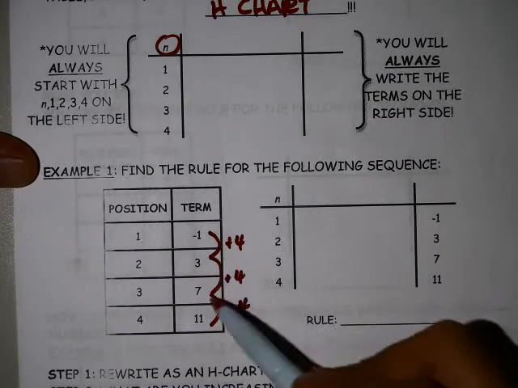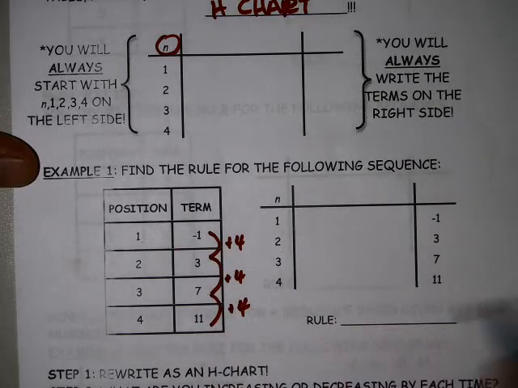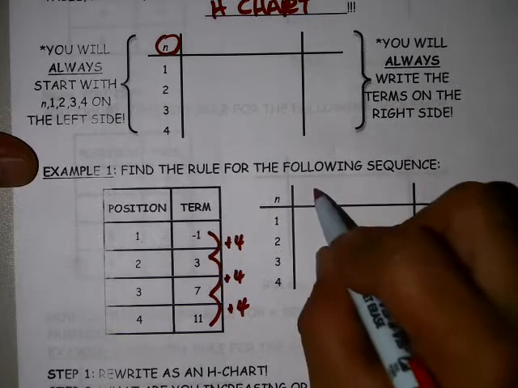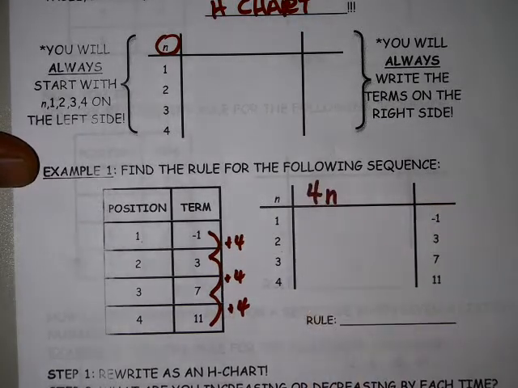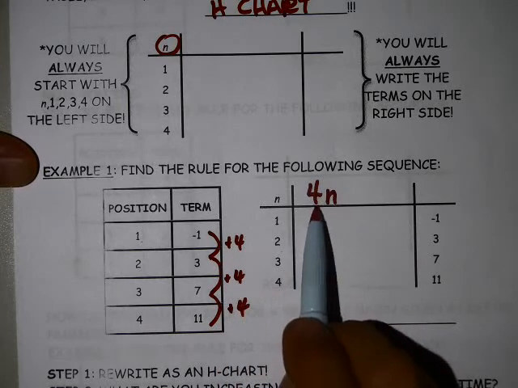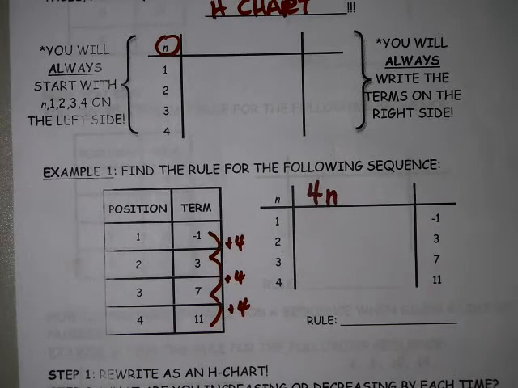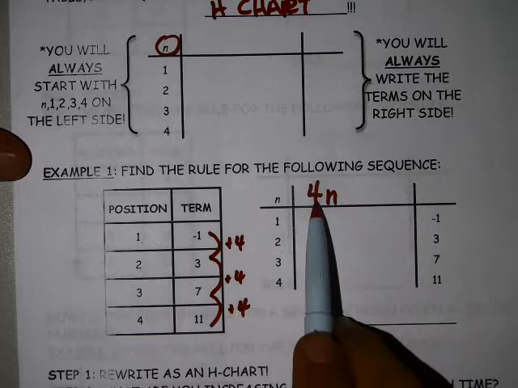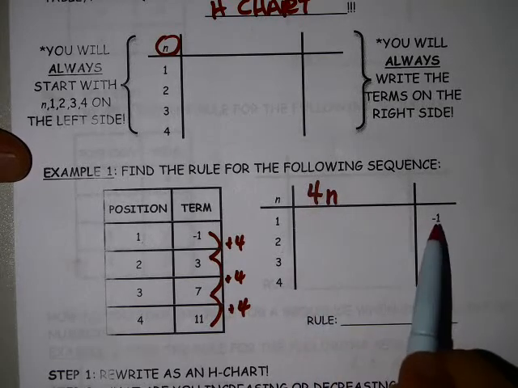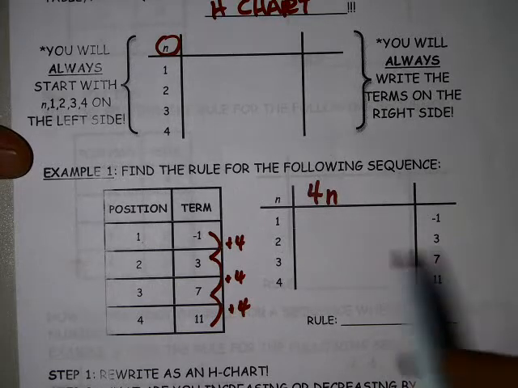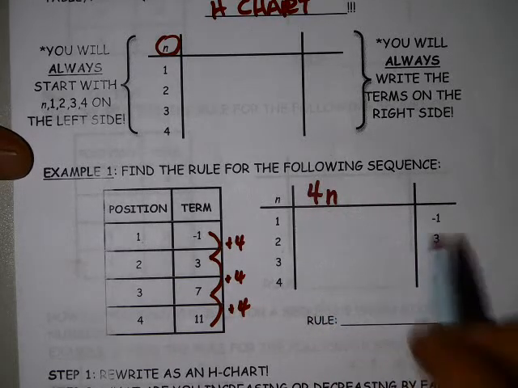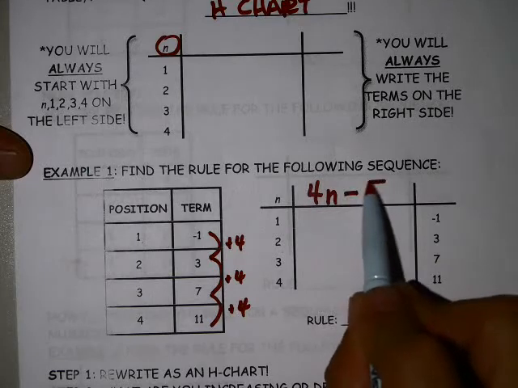Once you've figured out how the number is changing from one term to the next, that's what you write in front of the letter N. So it went up by 4 every time. I write 4N. Now sometimes this is a little tricky, like this first one is a bit tricky. The next thing you want to do is figure out how you get from this number right here to the very first number, which is -1. Well, in this case, the only way to get from 4 down to -1 is to subtract 5.